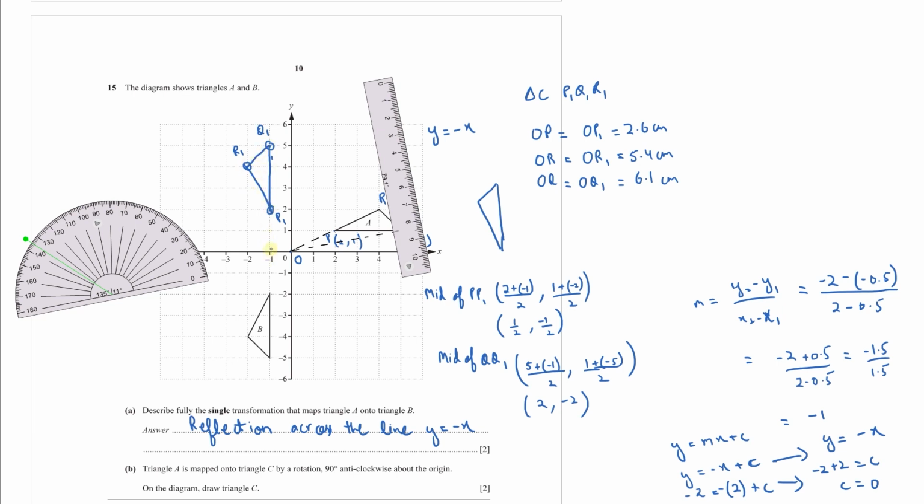P1 is at -1 and 2, R1 is at -2 and 4, and this Q1 point is at -1 and 5. So that's how you will do this 90-degree rotation. So this would be my triangle C after the 90-degree rotation around this point. The center of rotation is at origin.